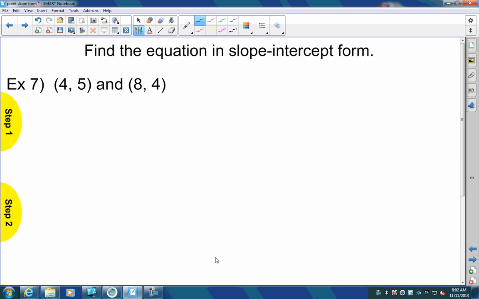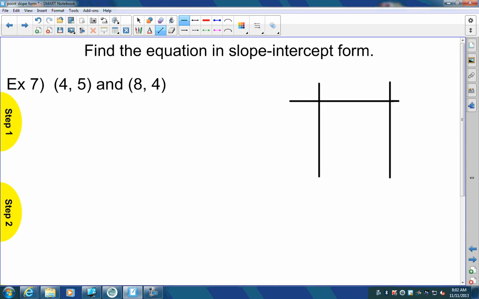Now, let's remember we should be able to do this from what we've done in the past. We've got 2 ordered pairs, and you've got to find the equation in slope-intercept form. There's a couple different ways we can do this. What we've done in the past is make a table, and then put the points in there, x and y. So we put in there 4, 5, and 8, 4.